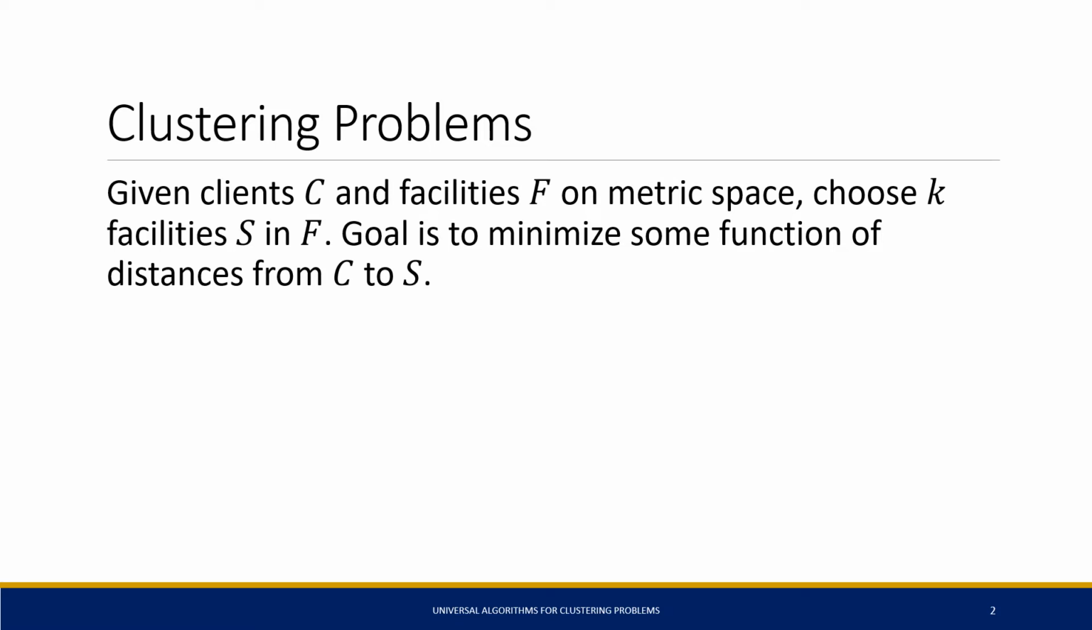For example, some standard functions that might get used are the k-median objective. For the k-median problem, the function would just be the sum of the distances. Or for example, you might have k-means. In k-means, the goal is to minimize the L2 norm of the vector of distances. Or you might have the k-center problem, where the goal is to minimize the maximum distance.